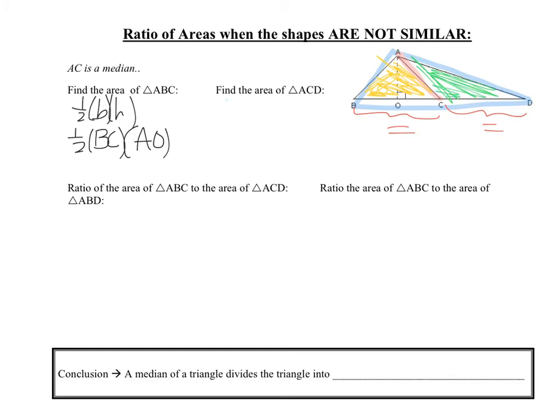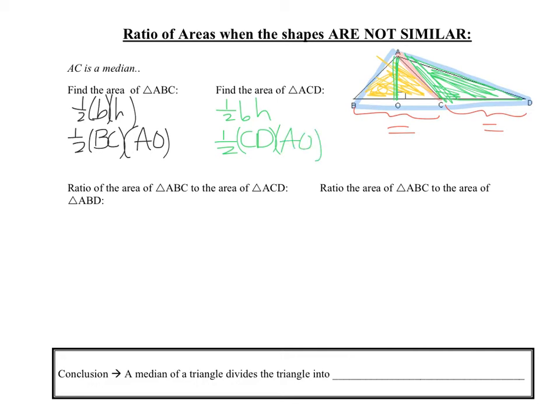Same formula, so 1/2 base times height. And the base is CD. And then the height is the same, right? Because this is this obtuse triangle, the altitude is drawn out here. So this AO is the height for both those triangles, for ABC and for ACD. So the height would still be AO.